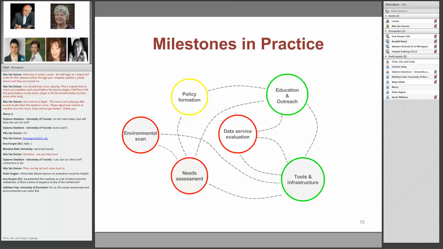I just had to go ahead and use the mic because I'm too lazy to type anymore. This is Peter at Colgate. And just in response to, is there a sense of sequence? In a way, no, because ours is growing out of something we've already done. So we sort of started with tools and infrastructure, education and outreach that was already in place. And now we're trying to figure out what to do with it, and now sort of doing the environmental scan and policy formation to see where we want to go. So it is sort of, yes, backwards, as it were.